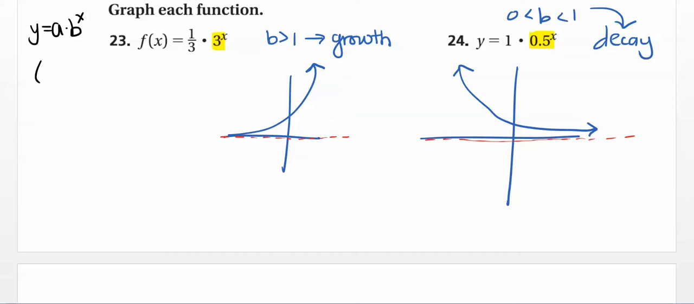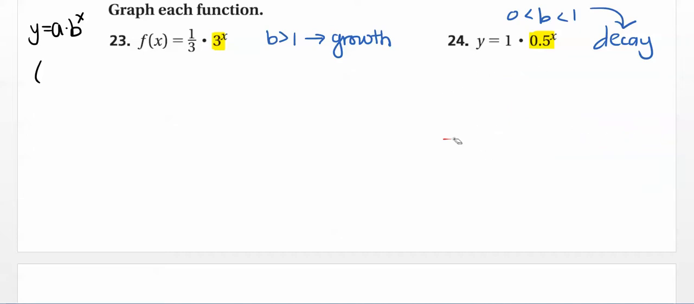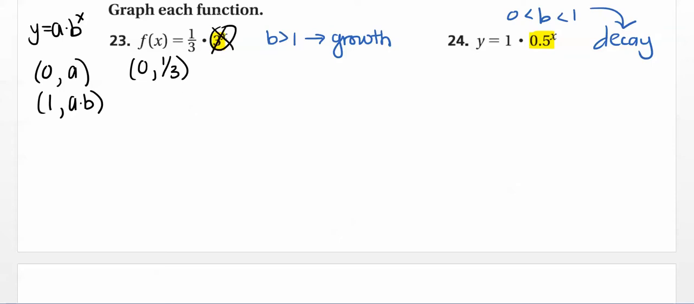Okay. So let's look at how we actually graph it. There were 2 essential points that I told you to use. If you plug in 0, you just get out a. And if you plug in 1, you get the product of a times b. And those are the 2 points that I use. So here, if I plug in 0, I'm going to get a third, because this would turn into a 1. And 1 times 1/3 will just be 1/3. Now let's say I plug in 1. Then that's 1/3 times 3, which would be 1. So I get 1, 1.